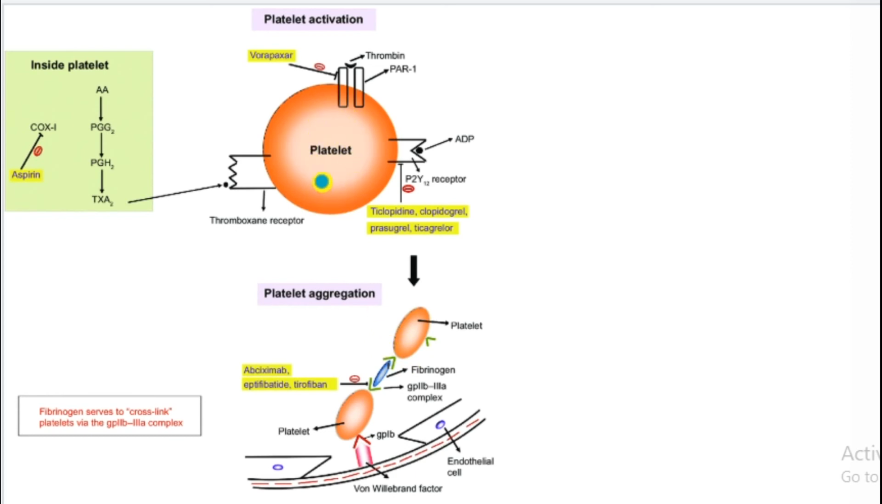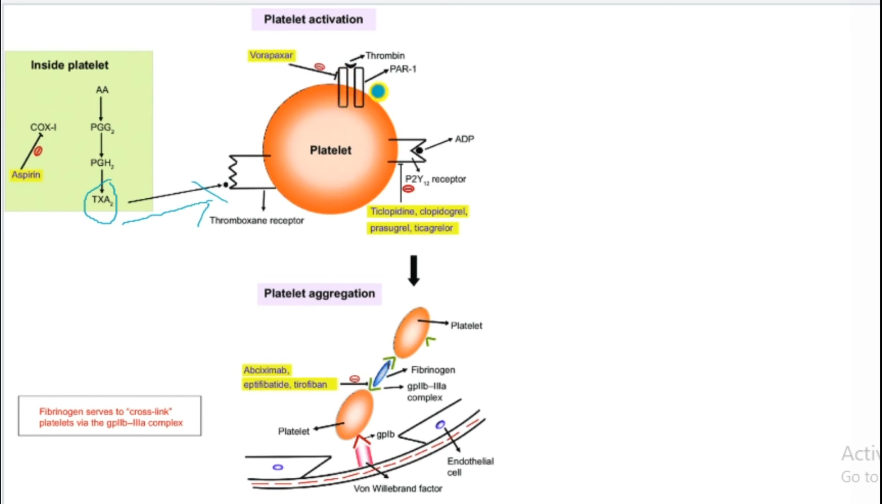Platelets need to be activated. There is some process that will occur, because we know from arachidonic acid prostaglandin will be produced. Then we have thromboxane A2. This thromboxane A2 has a specific receptor on the platelet, so it will activate the platelet for attachment.